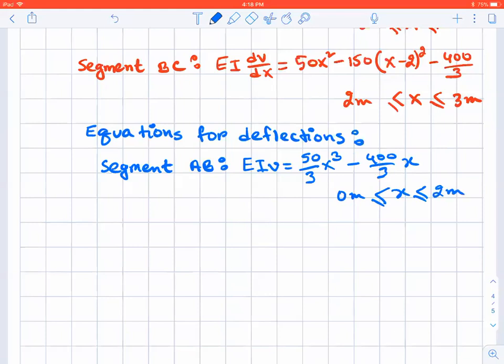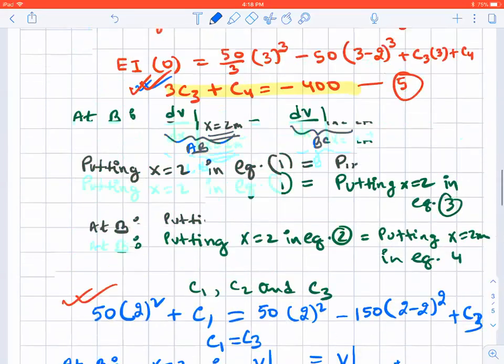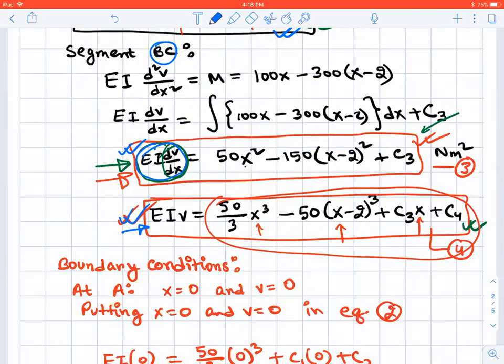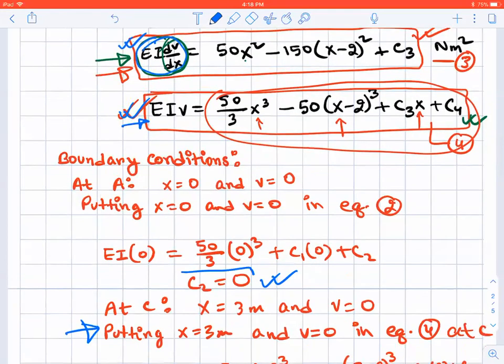And for segment BC, it is going to be the last equation, that is equation 4. Professor, didn't we need to find C2 as well? C2 we found last class. We found it to be 0. Oh, got it. Thanks. We used the location A.